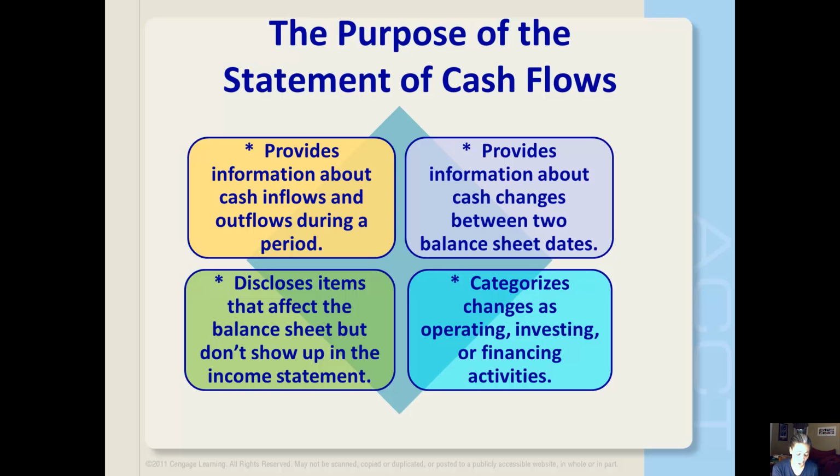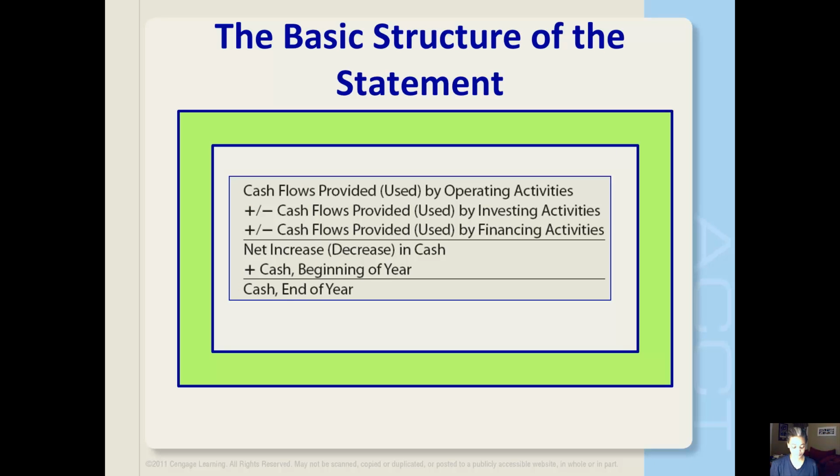So that means the purpose of the statement of cash flows includes these 4 items. 1, providing information about cash inflows and cash outflows during a period. 2, providing information about cash changes between 2 balance sheet dates. 3, disclosing items that affect the balance sheet but don't show up in the income statement. And finally, categorizing changes as one of those 3 categories: operating, investing, or financing activities.